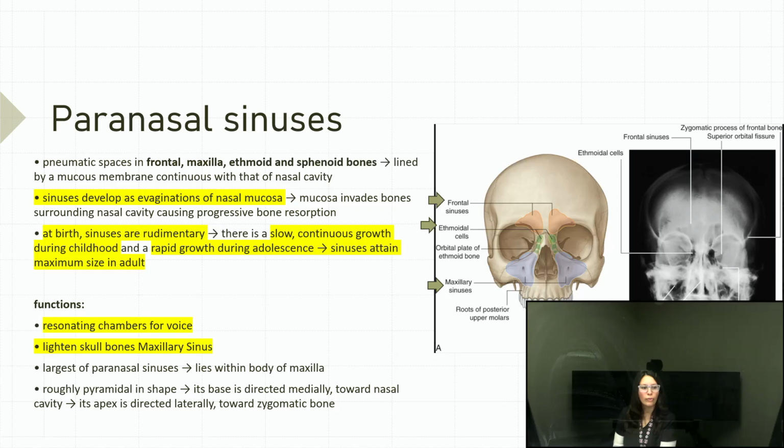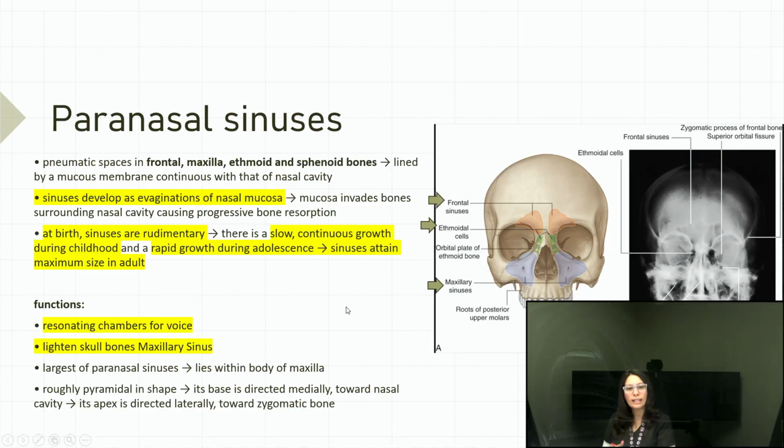All right. Other very important structures that are related to this area of the face are the paranasal sinuses. And so these sinuses are spaces in the frontal bone, maxilla, ethmoid, and sphenoid bones. And they are going to be lined by a mucosal membrane that is continuous with that nasal cavity. And so that is why we end up with what we call a frontal sinus. We have two of them, frontal sinuses, ethmoidal air cells, the maxillary sinuses and sphenoidal sinuses.